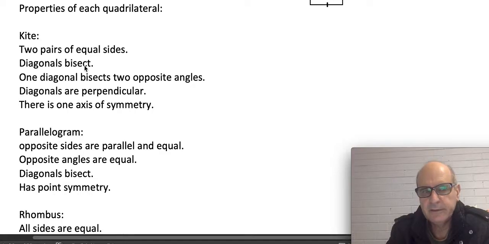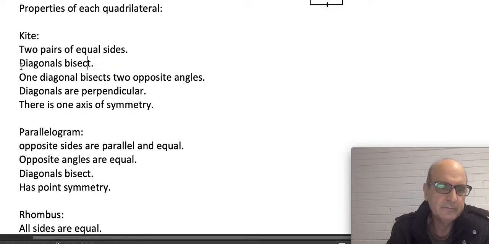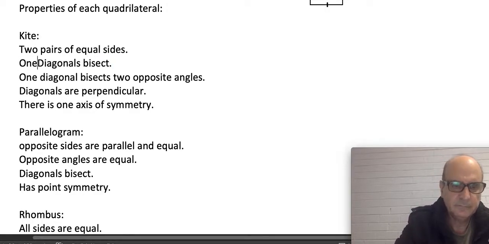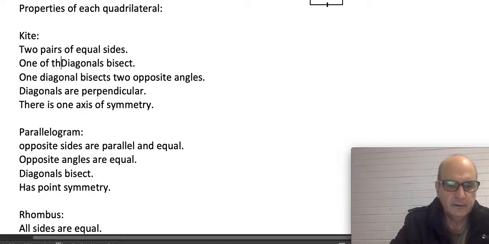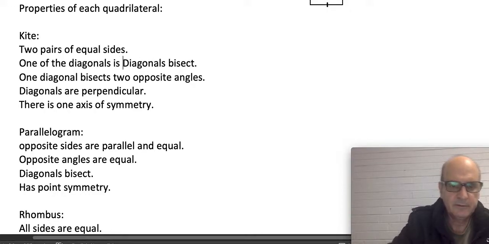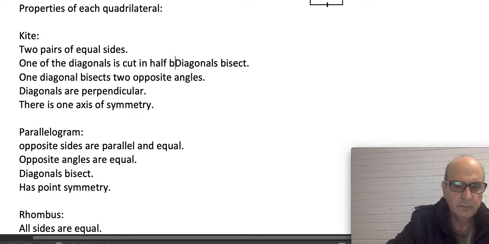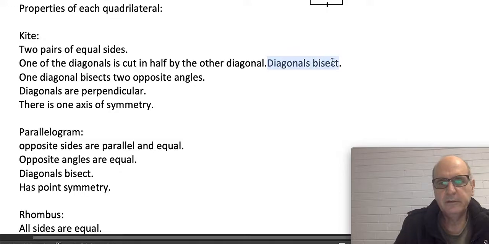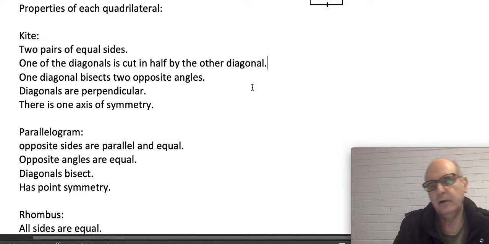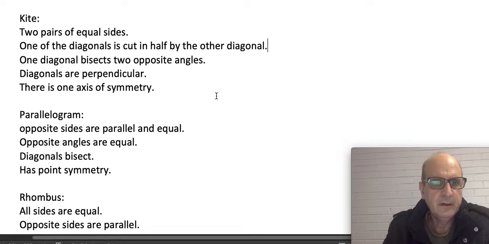Diagonals bisect. One of the diagonals, I should say here, is cut in half by the other one. So only one of the diagonals is cut in half by the other.